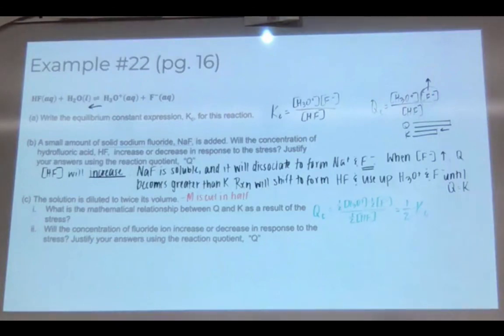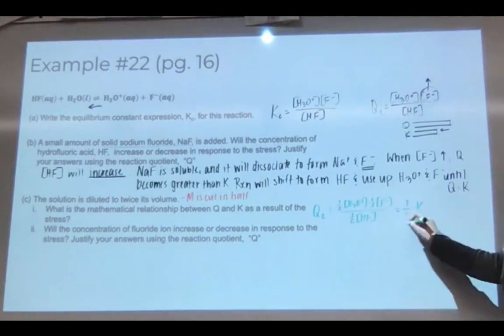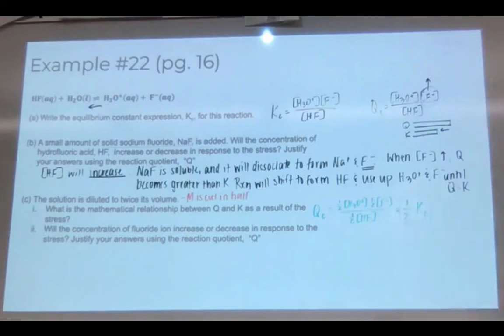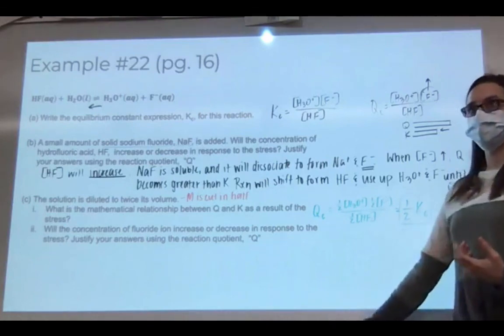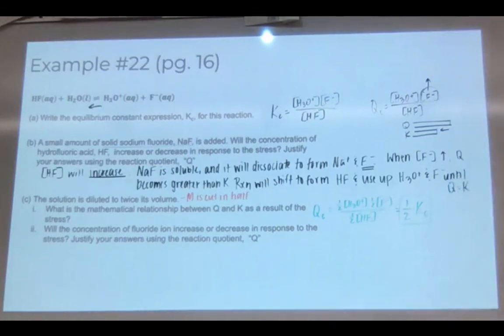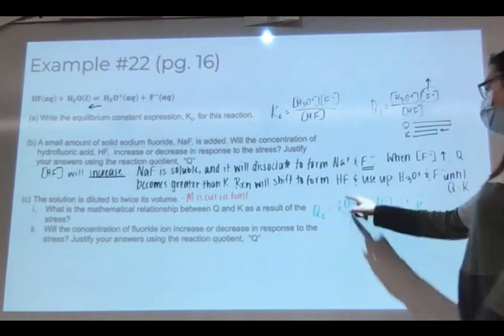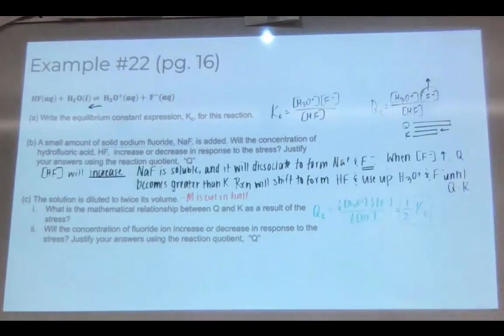Right, mathematical relationship is just an expression. Here's that expression. When you are affecting molarity, you are affecting Q. Since we're cutting the molarity in half, that means that Q is actually equal to half the value of K, since you're cutting all of the concentrations in half.